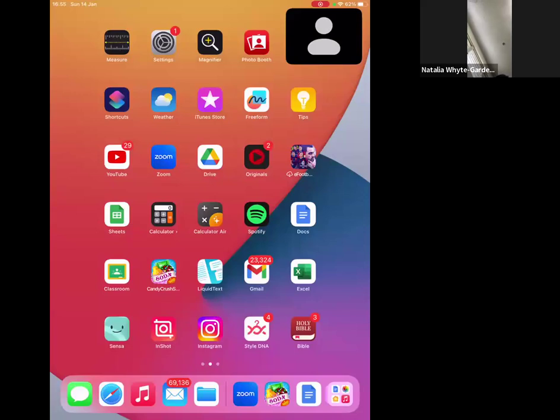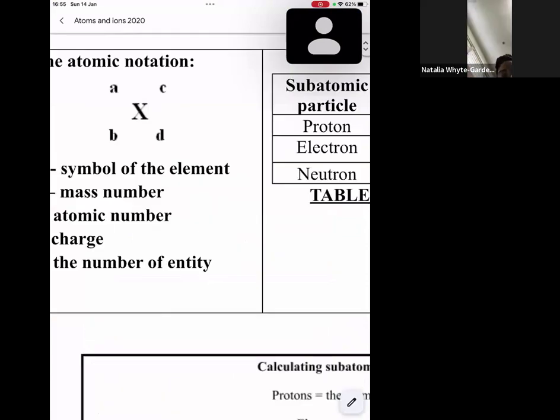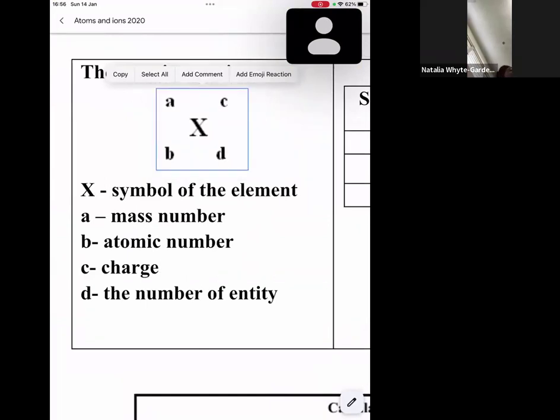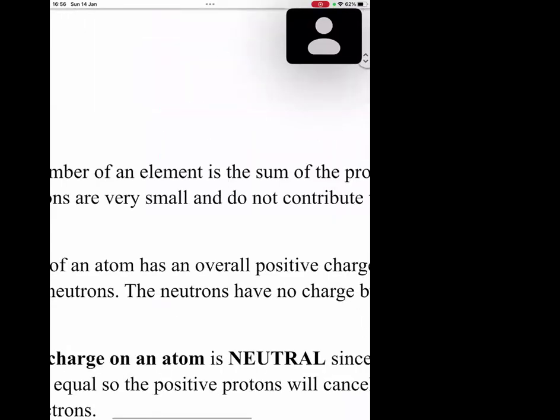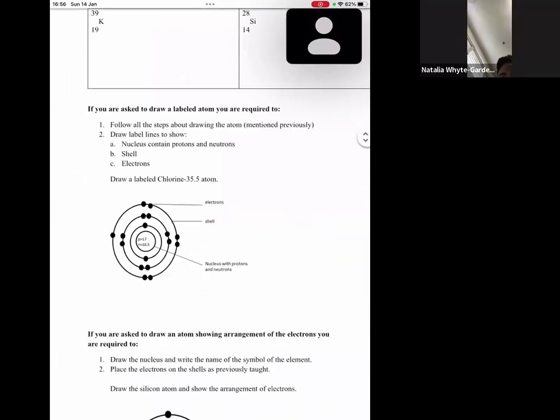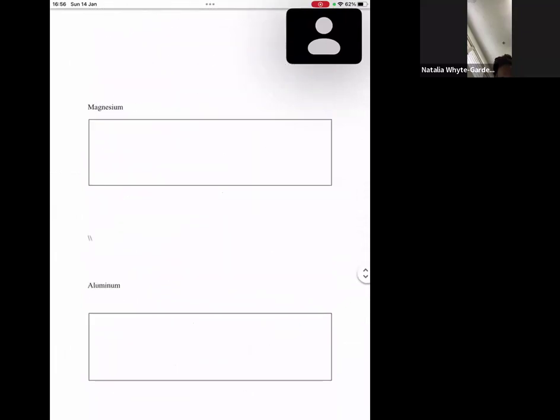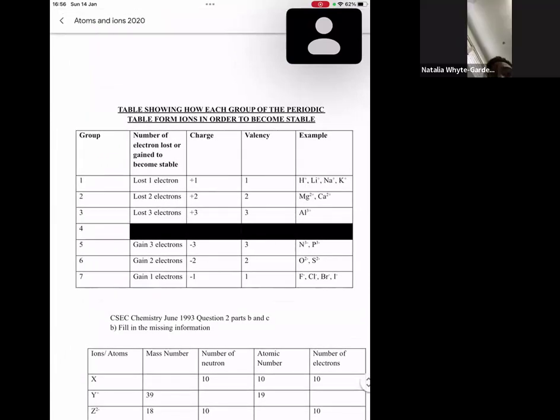Okay, so remember for the atomic notation, I've shown you that briefly. The charge goes at the top right-hand corner. Where does the charge go? At the top right-hand corner. Here we have a table that you're going to take down for me. The table shows how each element in the periodic table forms an ion in order to become stable.